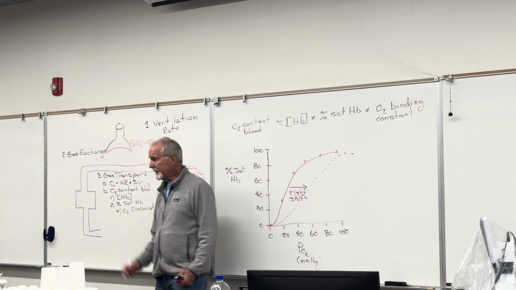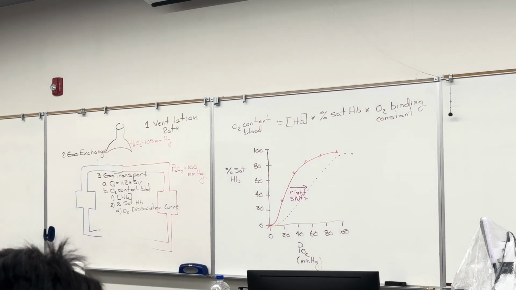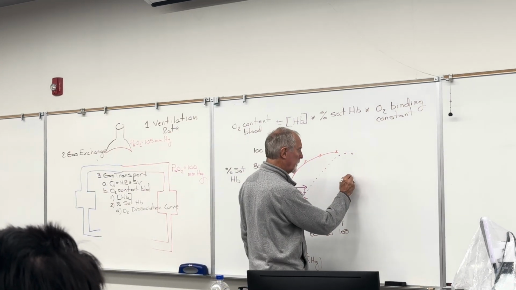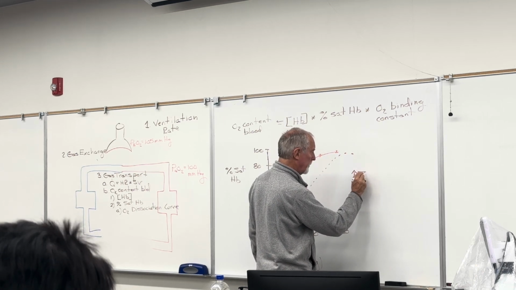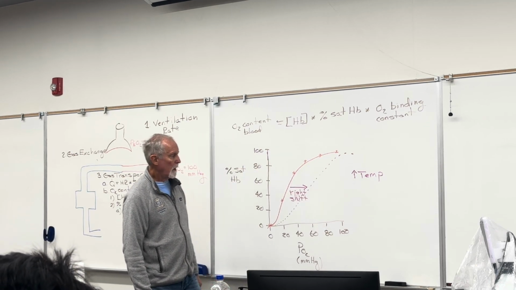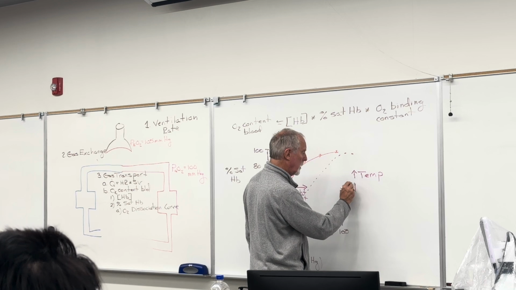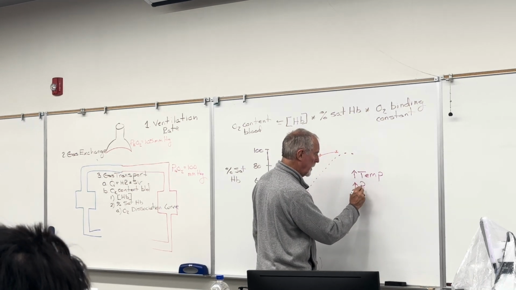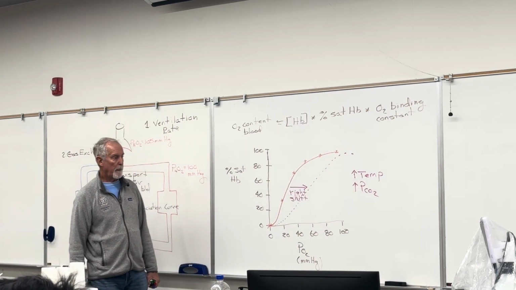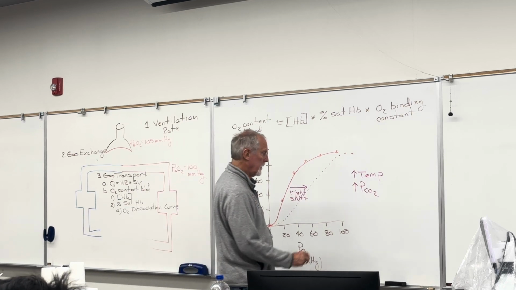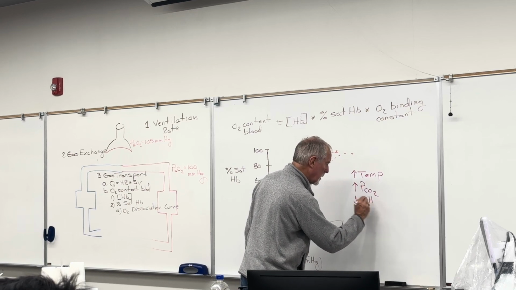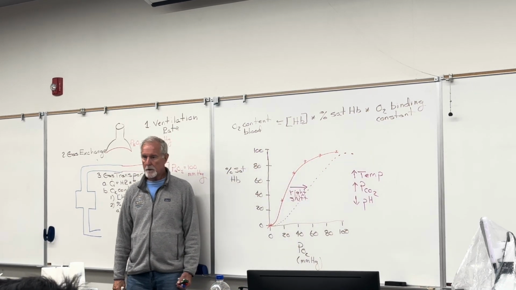And so what causes the O2 dissociation curve to shift to the right? And the answer is that an increase in temperature will cause the curve to shift to the right. An increase in the partial pressure of CO2 will cause the curve to shift to the right. A decrease in pH will cause the curve to shift to the right.